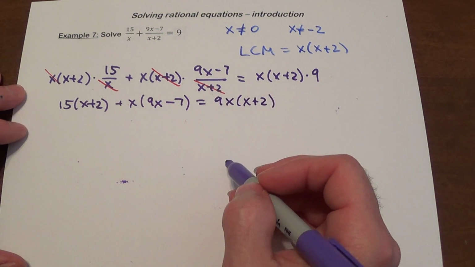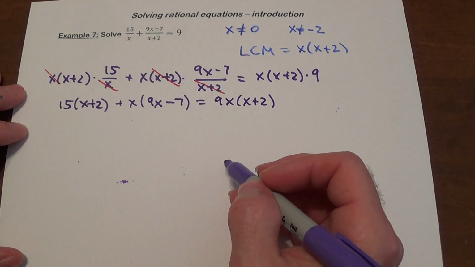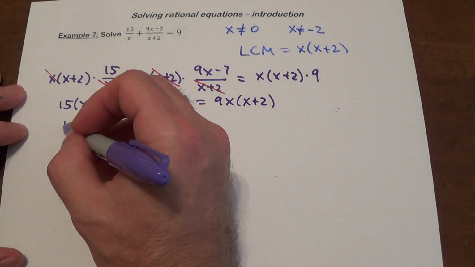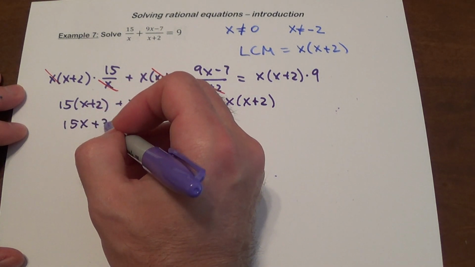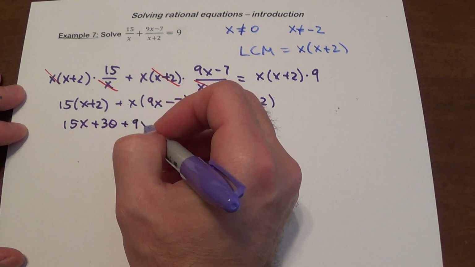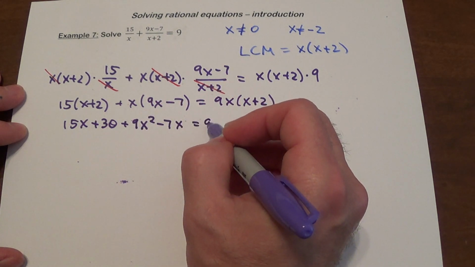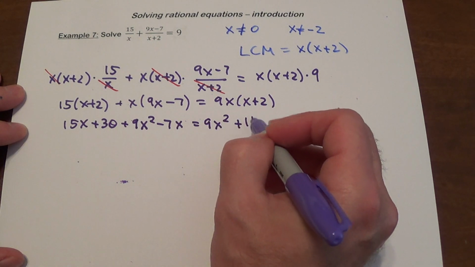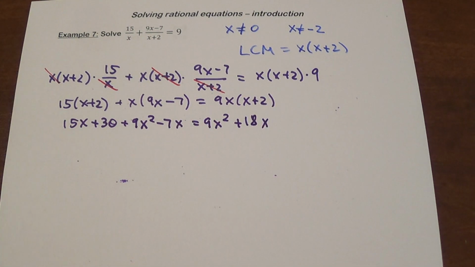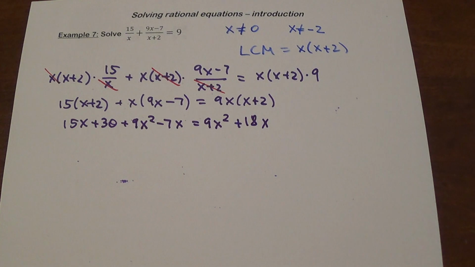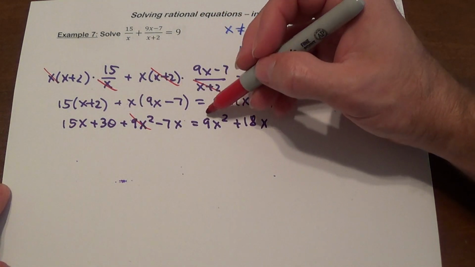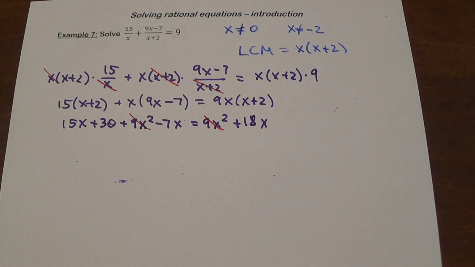We're going to distribute all that. So 15x plus 30 plus 9x squared minus 7x equals 9x squared plus 18x. It looks like a quadratic equation, but you see that 9x squared on both sides is going to end up canceling, and that's not a quadratic equation. It's just going to be a linear equation.